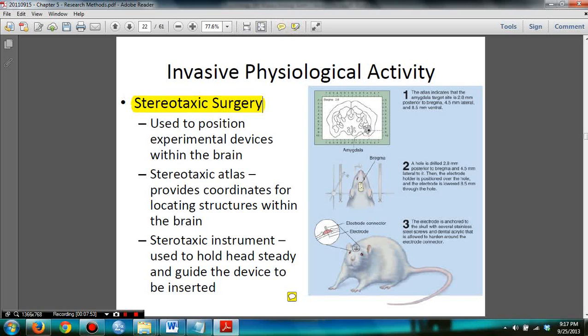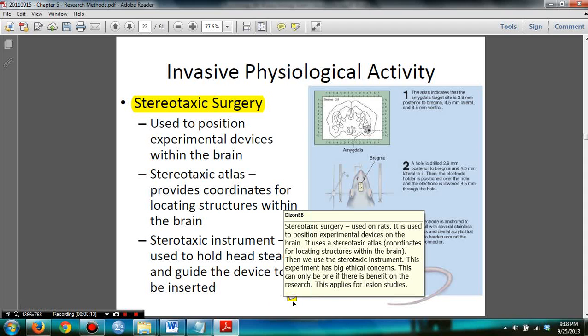You use this to position experimental devices within the brain, and then we also use a stereotaxic atlas, and it provides coordinates for locating structures within the brain. And we also use the stereotaxic instrument, which is used to hold steady and guide the device to be inserted. And here's my side note as well.